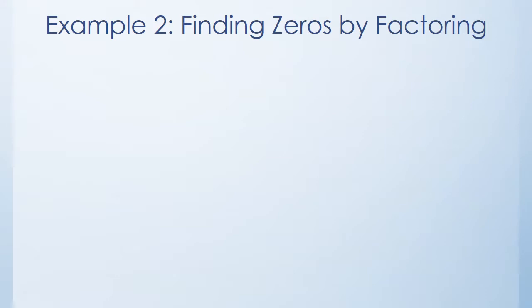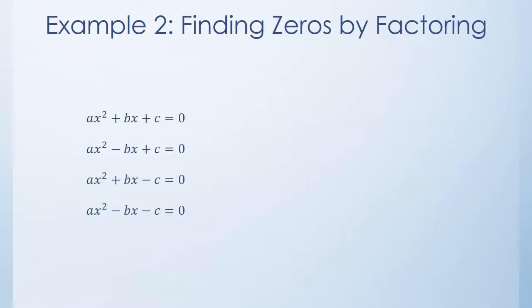All right, now we're going to learn to do it by factoring. All right, so there are 4 different versions of quadratic functions. You have it when both signs are positive, so we have a positive here and a positive here. We have negative, positive, positive, negative, and negative, negative.